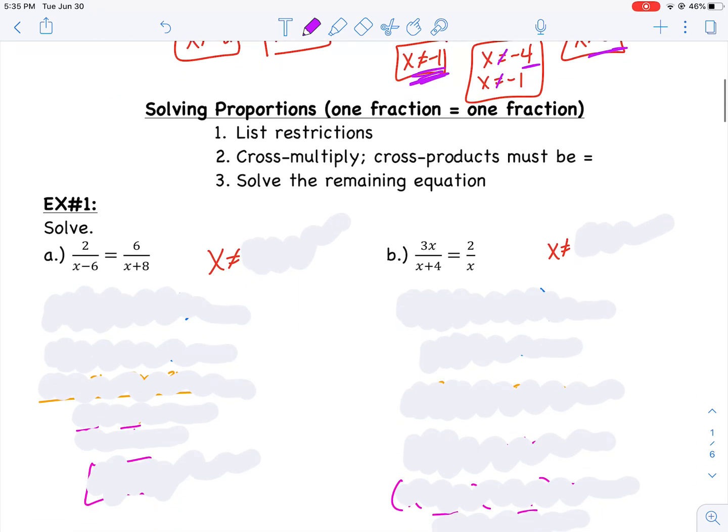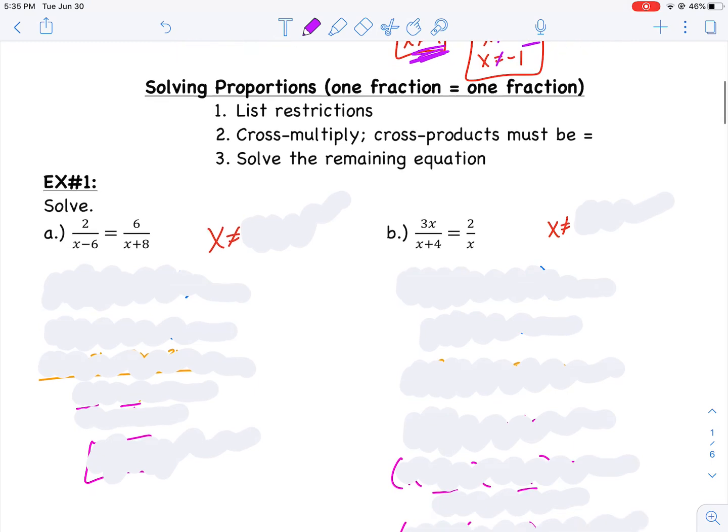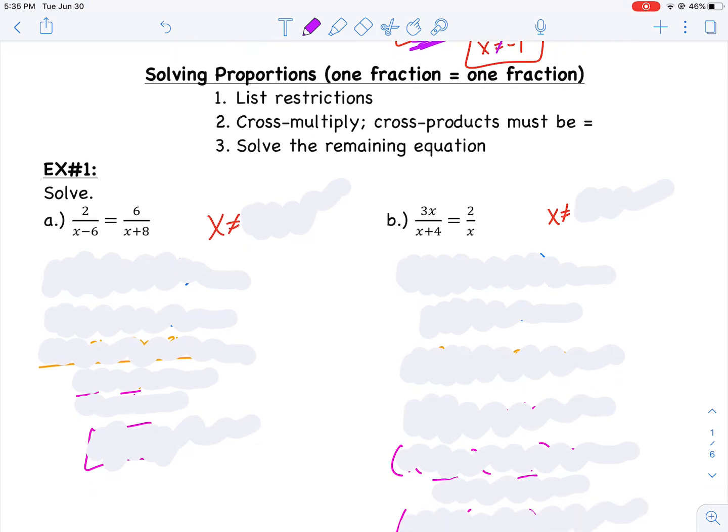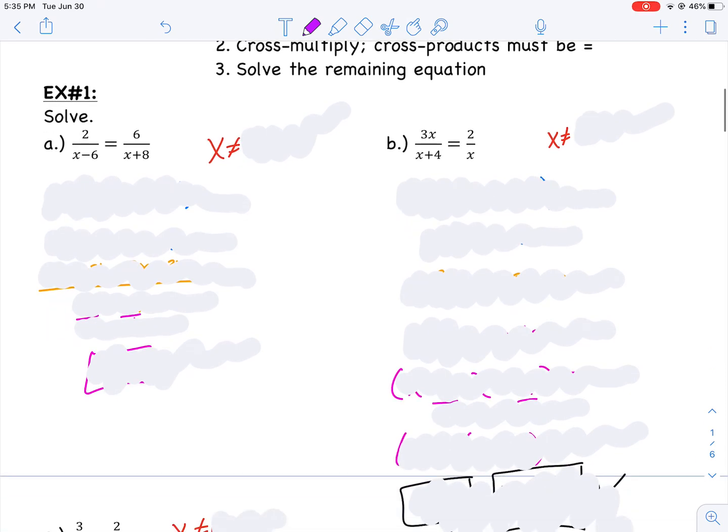So anytime we have proportions, and what proportions are is when we have one fraction on each side of the equal to sign, what I can do first is always remember to list your restrictions. What are the domain restrictions? We can then cross multiply, and then we can solve the remaining equation. Look at example number 1a with me. I have two fractions set equal to each other, one on each side. So this is a proportion.